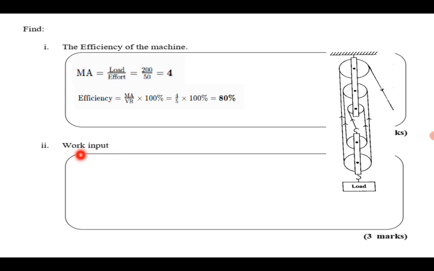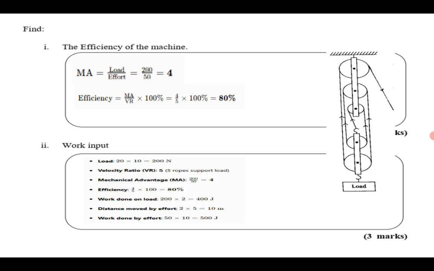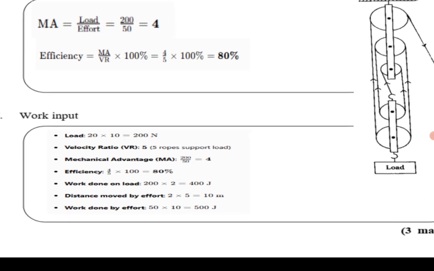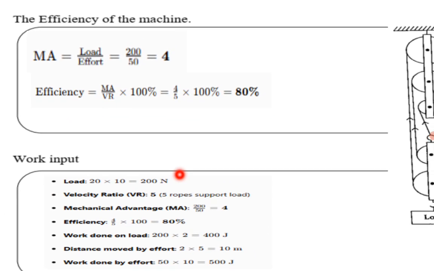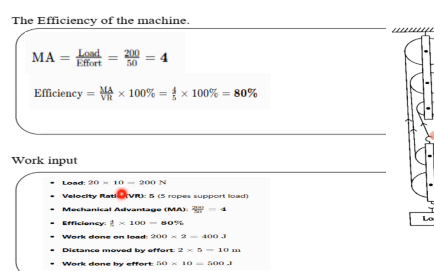Work out the work input. So basically the work input is effort times distance moved. But for us to arrive at that, we need the following information. From the machine there, we have seen that the load is 200, which is 20 kg times 10 newtons, and the velocity ratio is 5 because the rope has 5 sections.